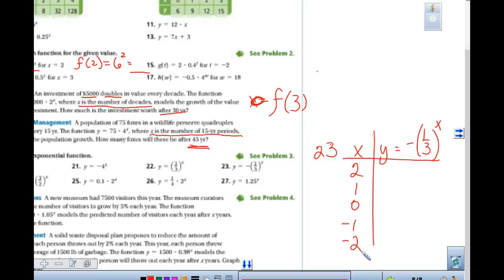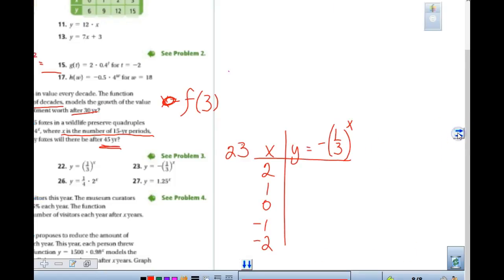Okay? I am going to plug in and put in 1/3 to the second power, right? I'm not squaring the negative, right? I'm just squaring the 1/3. So all my values should still come out negative when I do that. The negative exponents are still going to come out. Then what I am going to do is make a graph.